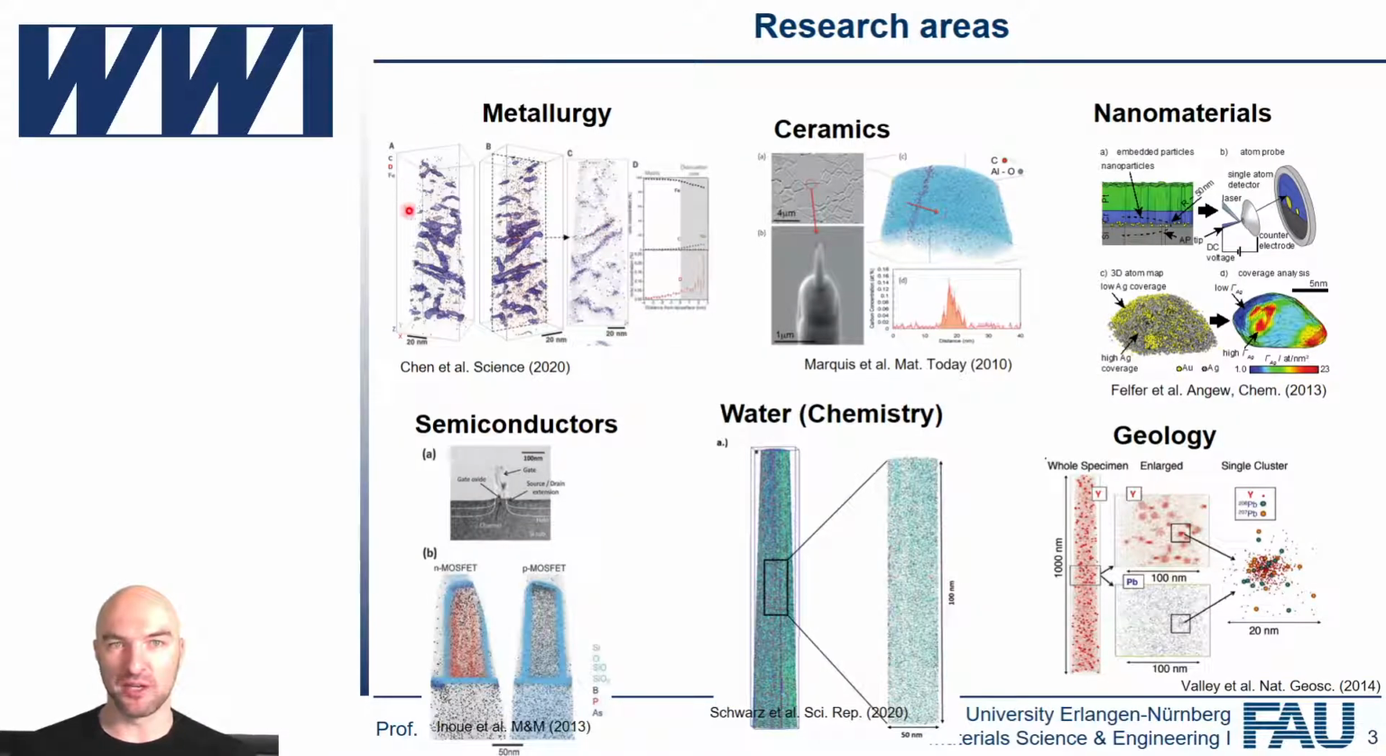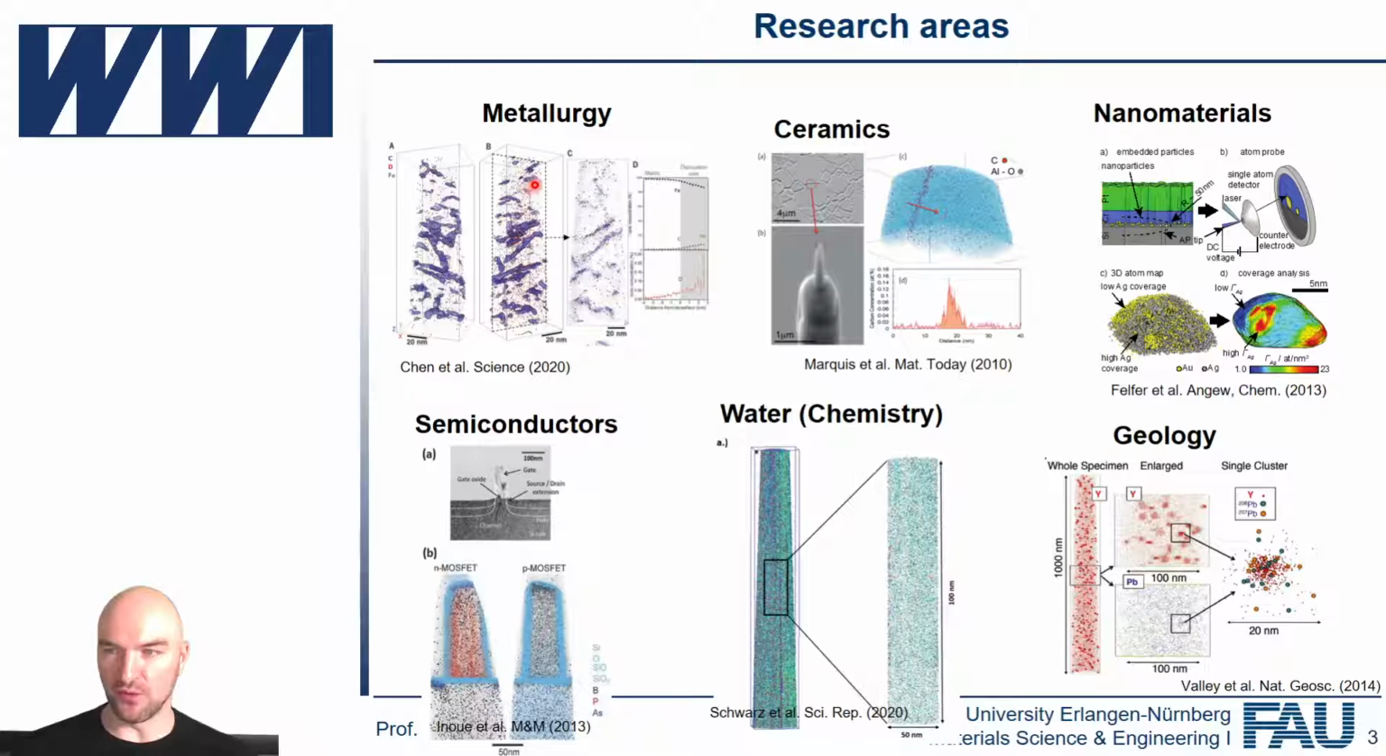So we can do that on metallurgical samples. This is where traditionally we came from. This is an example of hydrogen imaging from the group in Sydney, for example. We have various dislocations and other defects and hydrogen interaction with that.